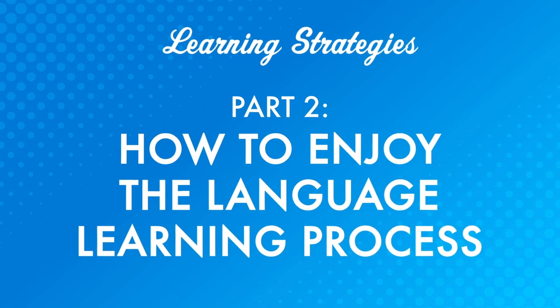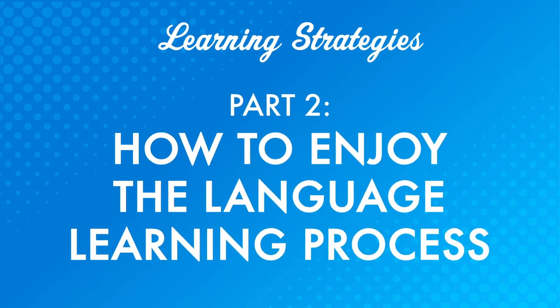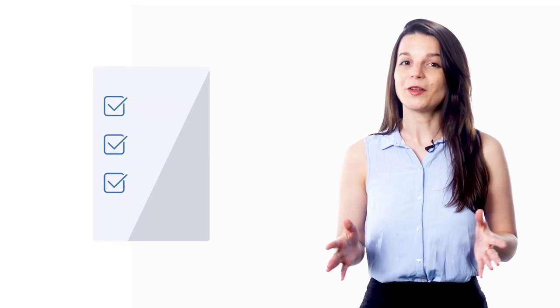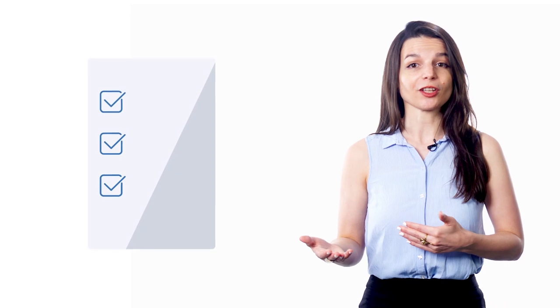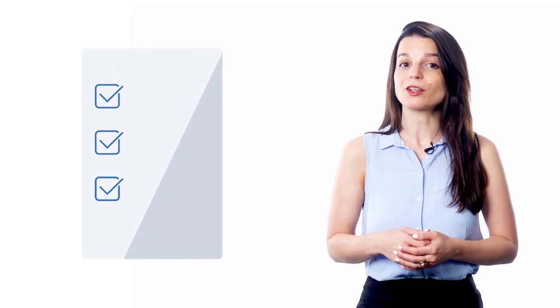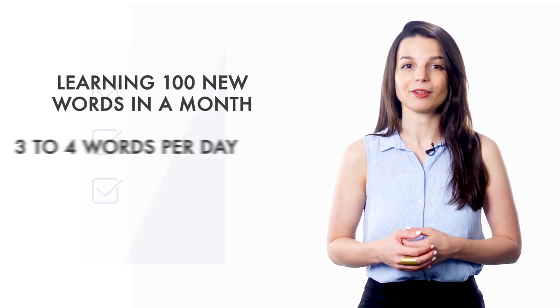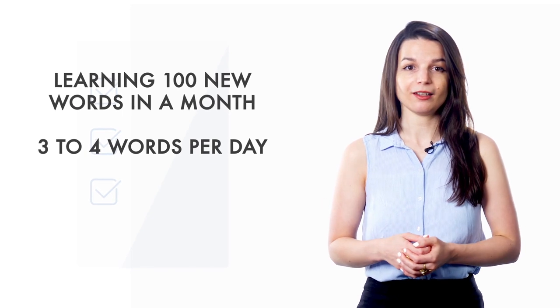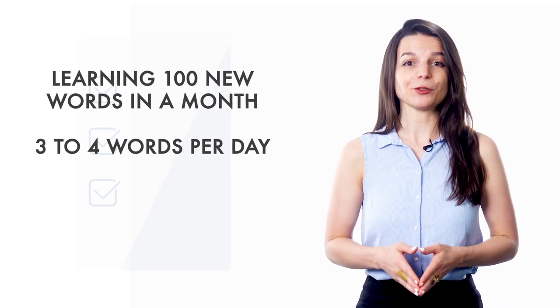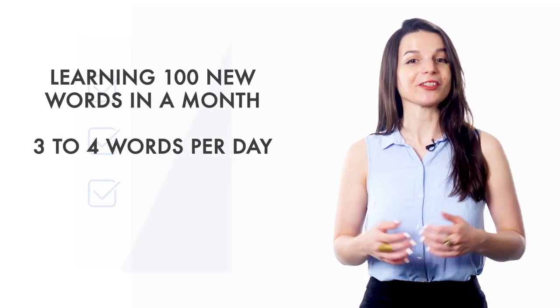Part 2, how to enjoy the language learning process. If you're always focused on goals and results, though, how do you enjoy the process of learning a language? Okay, so let's say that in addition to larger goals, you've made small, realistic goals like learning 100 words in a month. That's 3 to 4 words per day. Goals like these are very easy to accomplish, and when you complete them, it feels good.